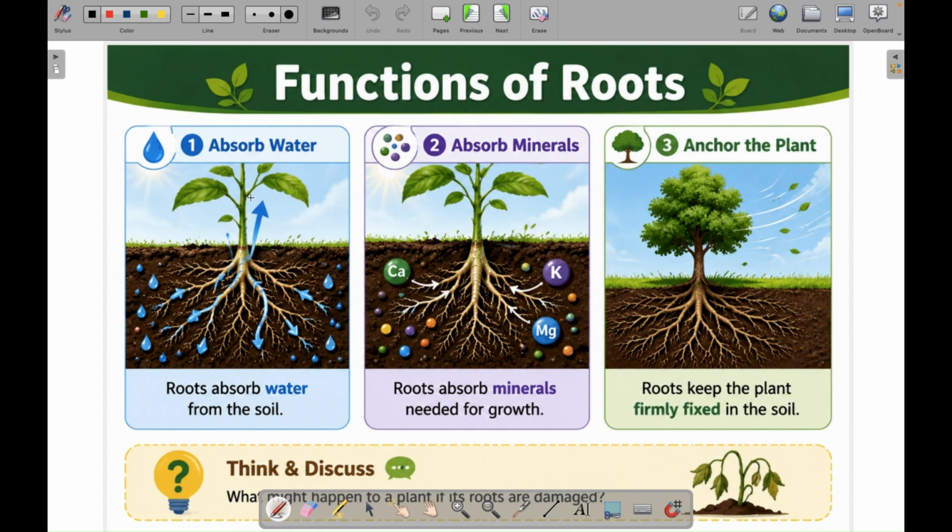So we have discussed these functions of roots. The first function is to absorb water. Roots absorb water from the soil. The second function is that they absorb minerals. Minerals are needed for growth, as we have already seen. Roots also anchor the plant. To keep it firm in place, that is why we need roots. So roots keep the plants fixed firmly in the soil.